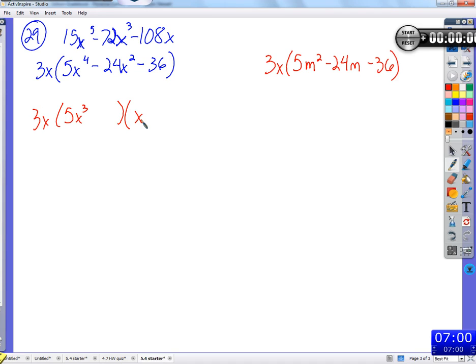So to help you with that, I'm suggesting you try this other one. It's very similar to that one. Just factor this. See if you can factor this. And then if you can, we'll look at the similarities between this one and that one. Okay.